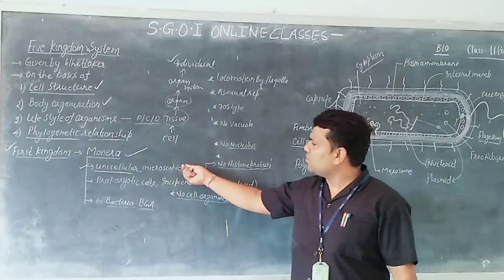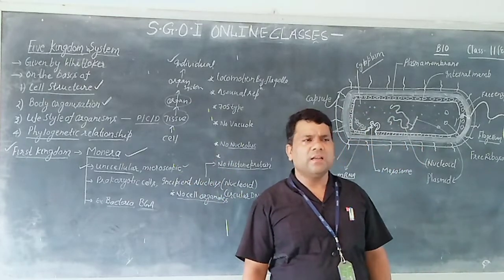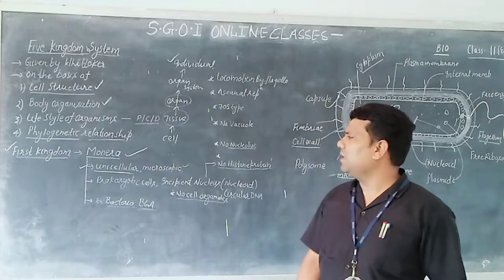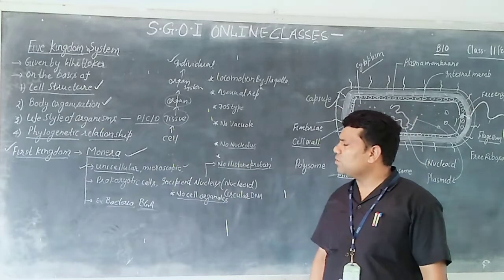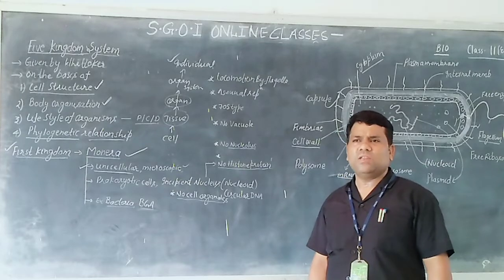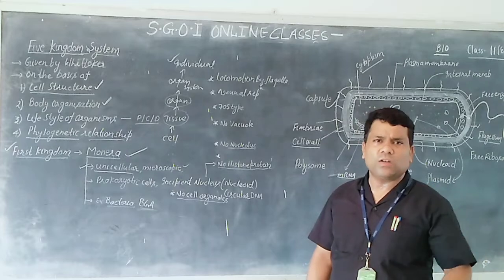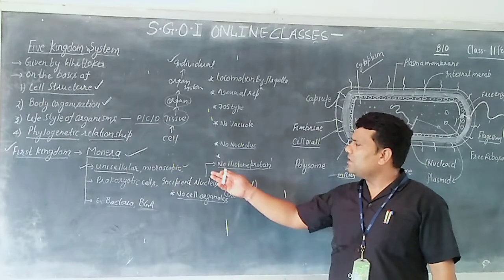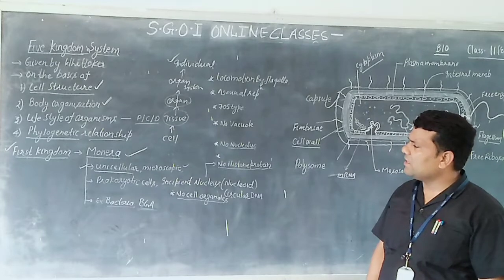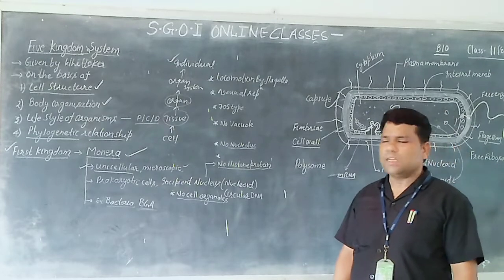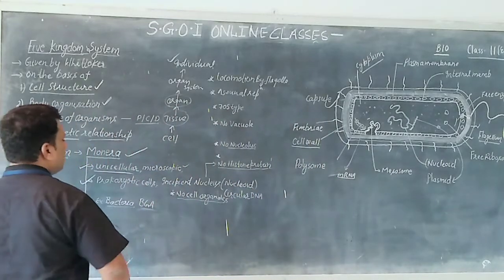They are microscopic in nature. It means that if we have to see the Monerans, a microscope is required. Microscopic means that the Moneran size is in microns. That's why we can say that these are microscopic. Now the second characteristic is that Monerans are prokaryotic cells.